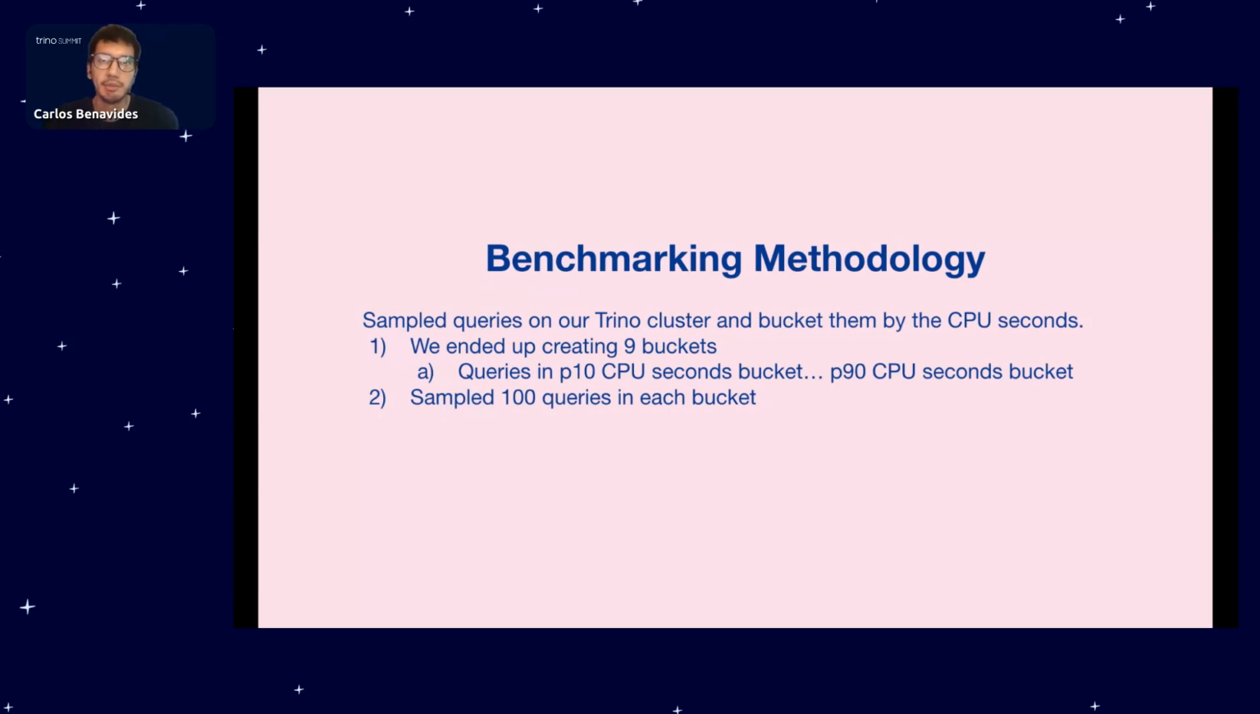In order to get an idea of production workload performance, we benchmarked the performance of AWS instances. More specifically, we benchmarked the R6G instance against our current instance, which was R5, as we mentioned before. We bucketed queries by CPU seconds and used them to sample queries from each bucket. We created buckets from the 10th percentile CPU bucket all the way to the 90th percentile CPU bucket, and for each bucket we created, we sampled 100 queries.